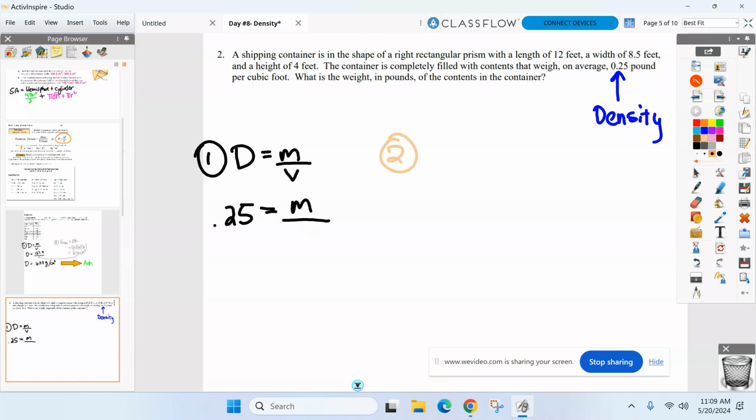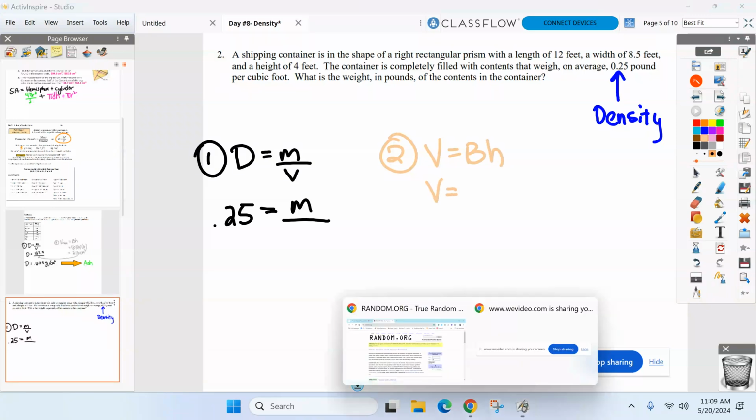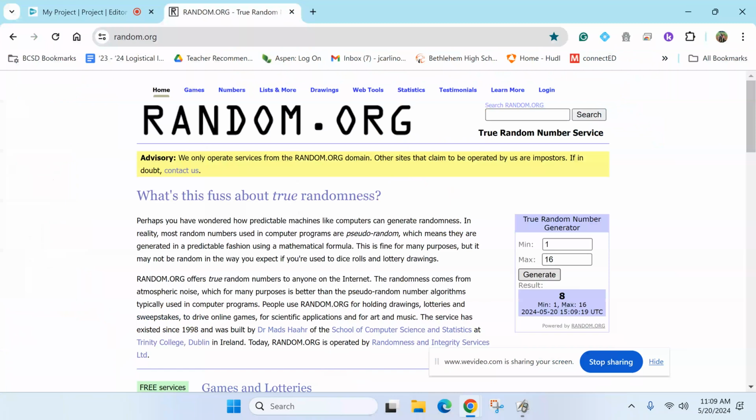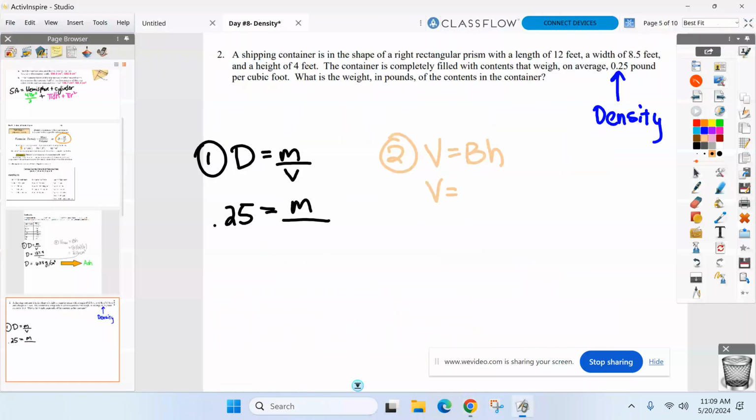Hey, it's a right rectangular prism. So BH, according to my formula sheet. How are you finding the volume here? Where are we going? Josh, how are you finding the volume? Base times height, which would be? 48 times 8. Yep, 12 times 4. And then we're doing times 8, or it doesn't really matter in any order. Good. So it looks like my volume would be 408. What are we doing? Cubic feet.